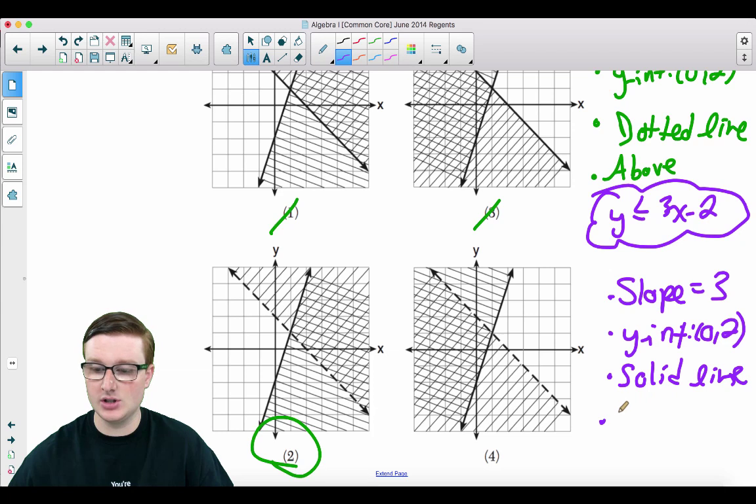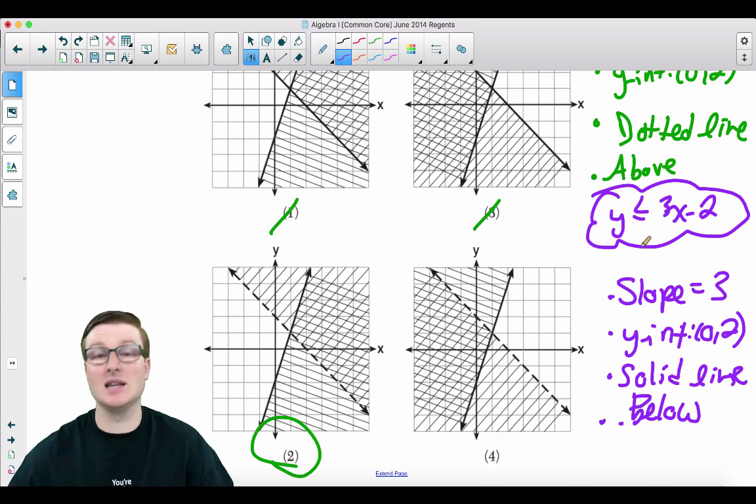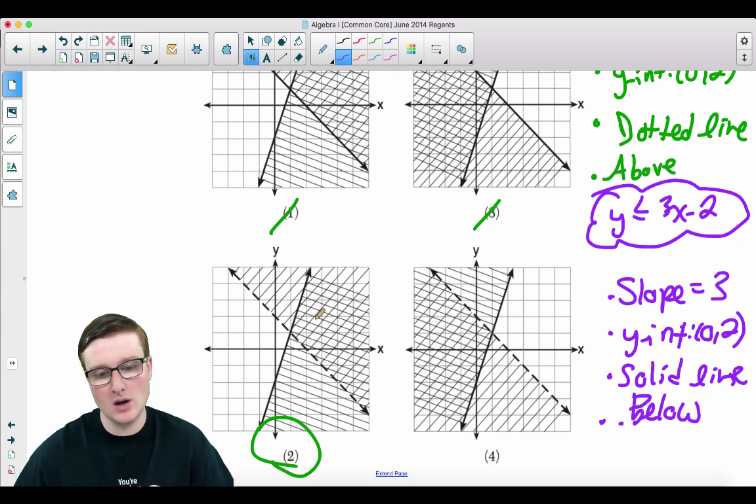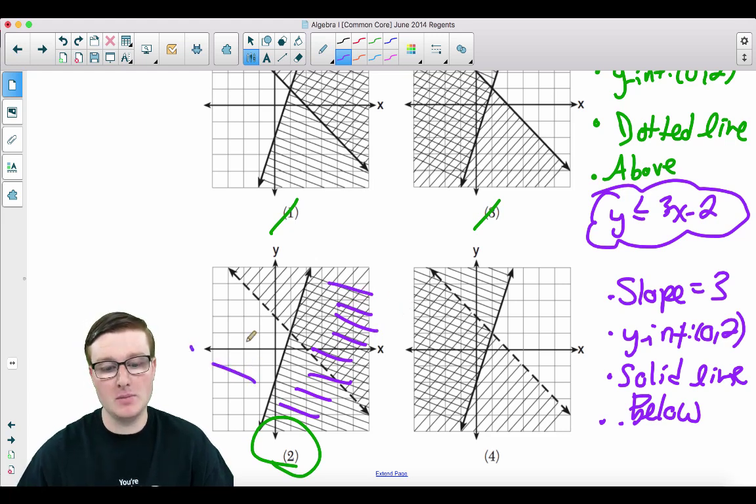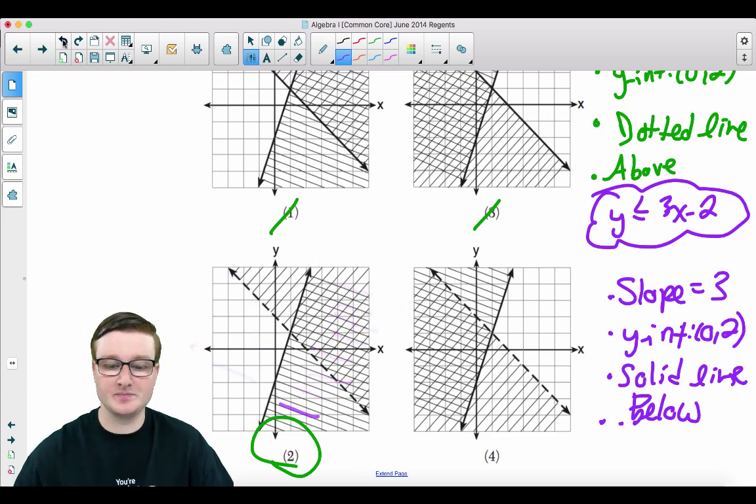And it is shaded below. It's shaded below because it is a less than or equal to sign. So the shading below occurs right over here. That's considered below. Above would be the opposite side. So your answer is clearly going to be choice 2.